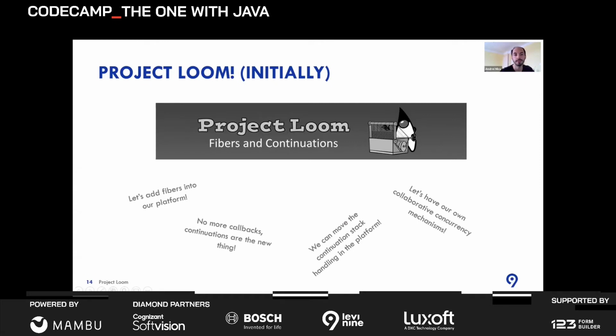Okay, and what did they do first? In the first take, let's say, of Project Loom, 2 years ago or more, they said, we're going to implement the same thing. We're going to implement fibers, continuations, like we saw in the other languages. And we're going to have our own platform operations, and we're going to use our own collaborative concurrency mechanism, yield, like you saw with the generators. And they implemented that, and they tried it by starting to program using the new mechanisms.